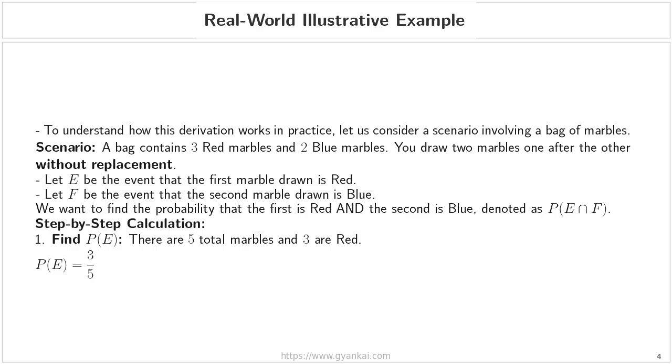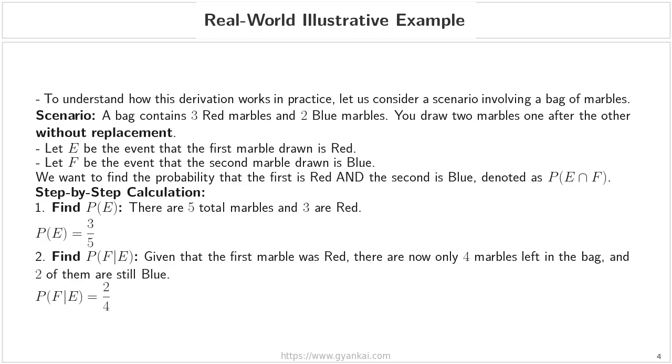Let's walk through the step-by-step calculation using the rule we just derived. First, we need to find the probability of event E. Since there are 5 total marbles in the bag and 3 of them are red, the probability of E is 3 over 5. Next, we need to find the conditional probability of F given E. This is where the without replacement part is so important. If we assume that the first marble drawn was indeed red, we have to update our bag. There are now only 4 marbles left in total, and since we haven't picked a blue one yet, there are still 2 blue marbles available.